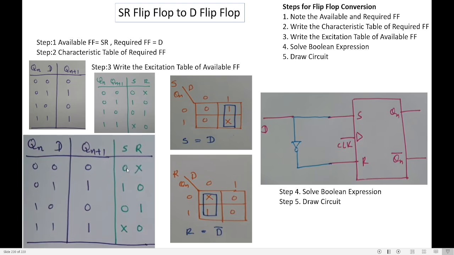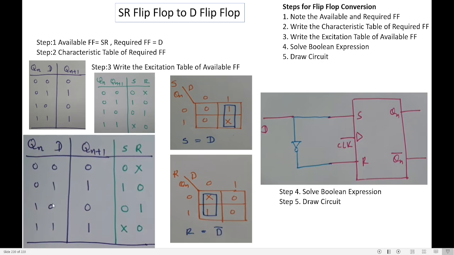Have you mapped D to SR? Now do the next thing. If Qn is 0, Qn plus 1 is 1. What is the value of SR? 1, 0. So write 1, 0.